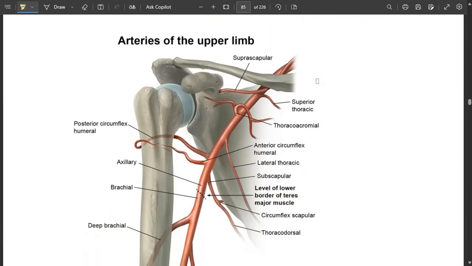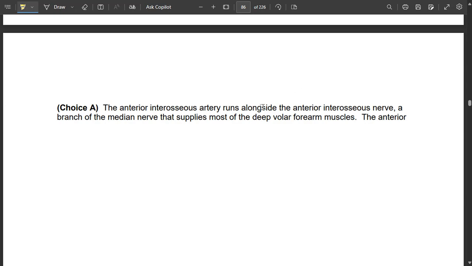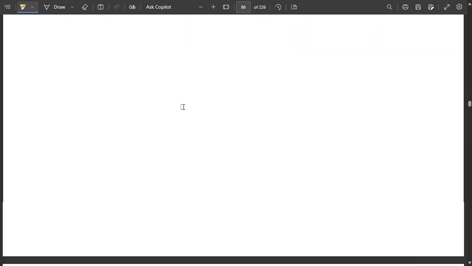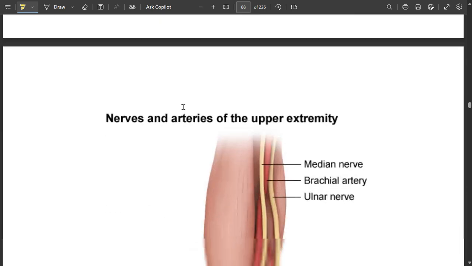All right, arteries of the upper limb. The anterior interosseous artery runs alongside the anterior interosseous nerve, a branch of the median nerve that supplies most of the deep volar forearm muscles. The anterior interosseous nerve and artery originate in the forearm, distal to the cubital fossa.